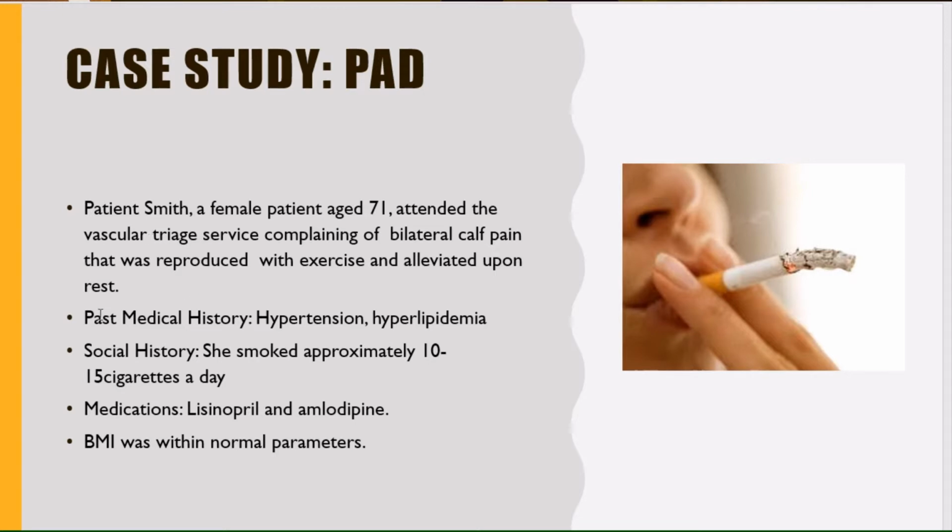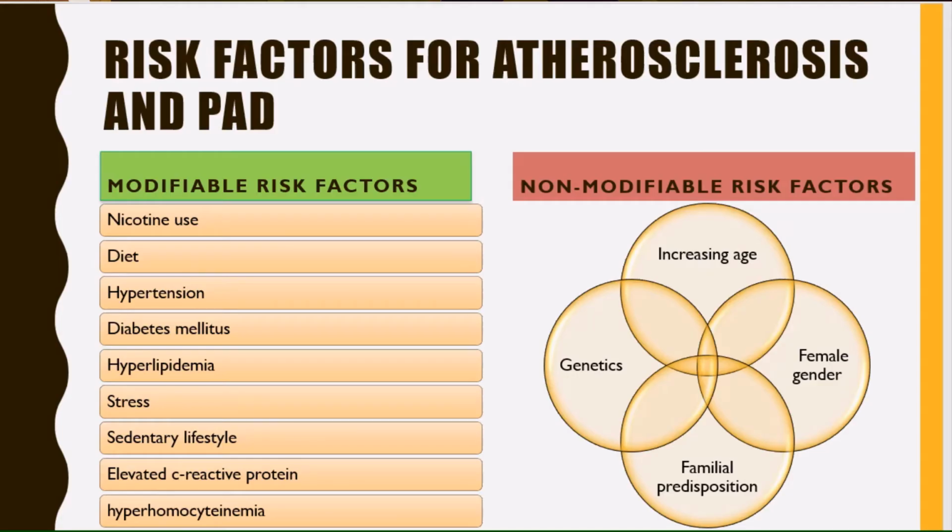Then we're also looking at the past medical history of hypertension, hyperlipidemia, social history of smoking 10 to 15 cigarettes per day, medications, lisinopril and amlodipine, and BMI was within normal parameters. So we're going to look at the risk factors that include both atherosclerosis and peripheral arterial disease.